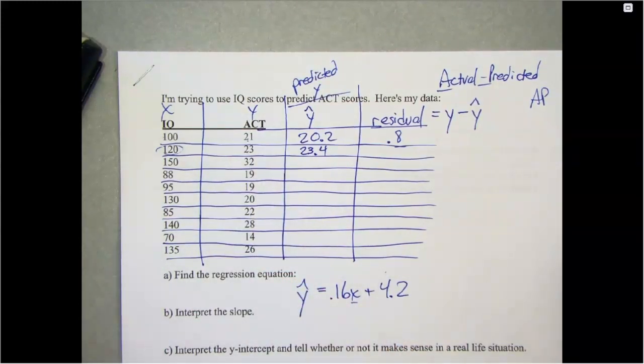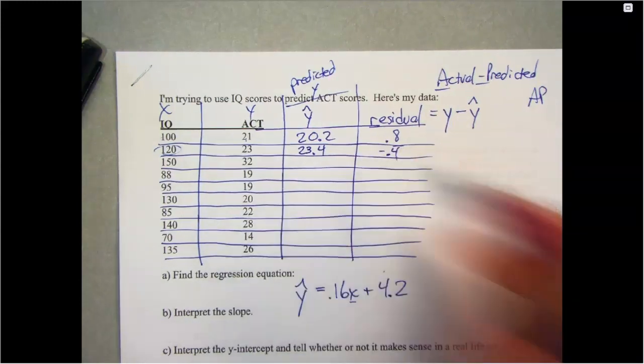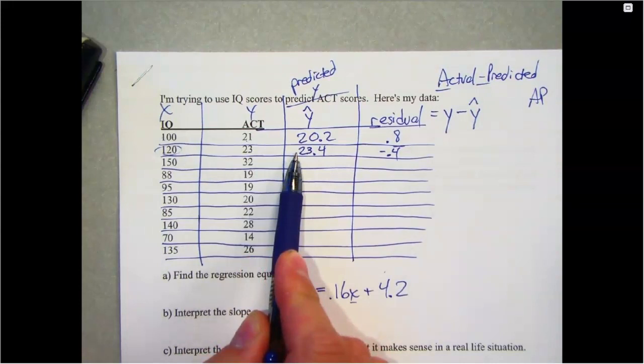Did they do better or worse than we thought they were going to do? They did worse. So is the residual positive or negative? Negative. Would the point be above or below the line? Below. They underperformed what the computer thought. So maybe they didn't get enough sleep or who knows. But I'm just doing y minus y hat, so the actual y value minus the predicted y value.